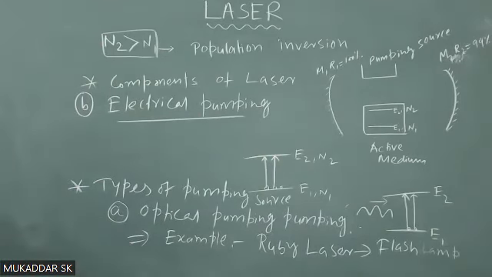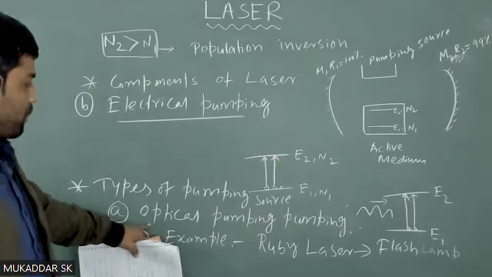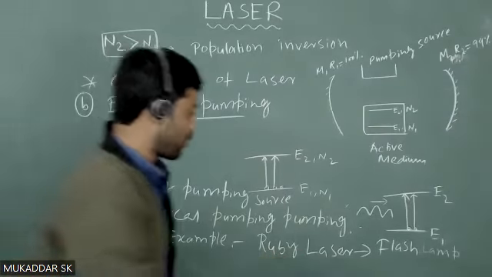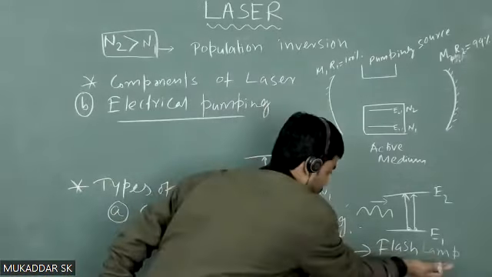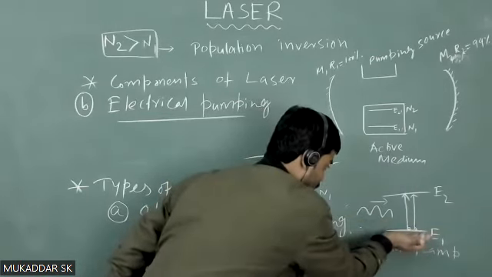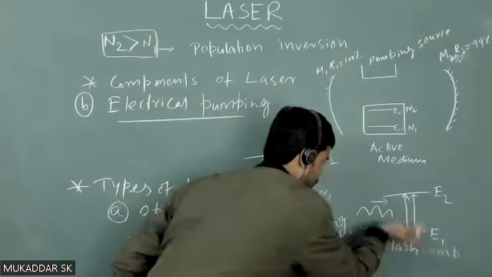So, an example of an optical pumping source: we basically use it in the ruby laser. In the ruby laser, the optical pumping source is known as a flash lamp. The flash lamp will produce light, and these atoms will absorb this light and jump to E2.